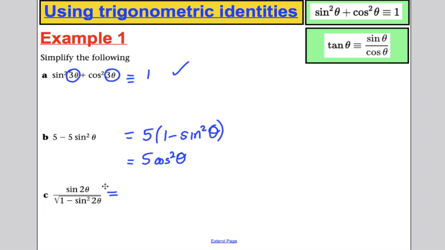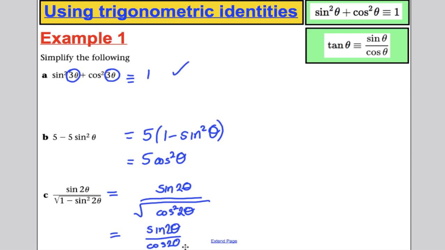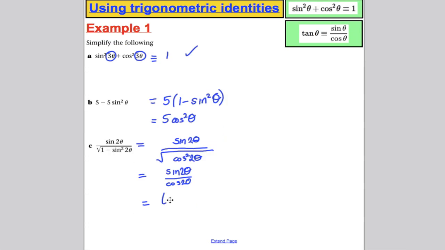And this one here, sine of 2 theta over the square root of 1 minus sine squared 2 theta. Well, that's just sine 2 theta over the square root of, well, 1 minus sine squared 2 theta must be cos squared 2 theta, and this therefore must be equal to sine 2 theta over the square root of cos squared 2 theta, which is cos 2 theta, and sine 2 theta over cos 2 theta is tan 2 theta. And we're done. So we've used the trigonometric identities to simplify expressions.